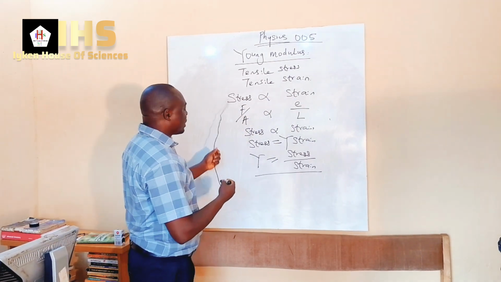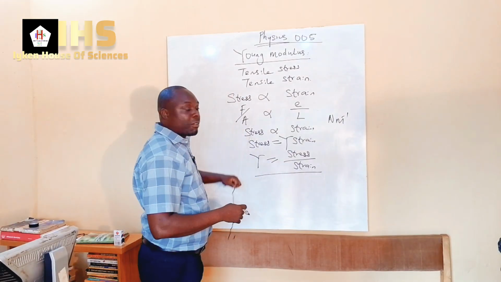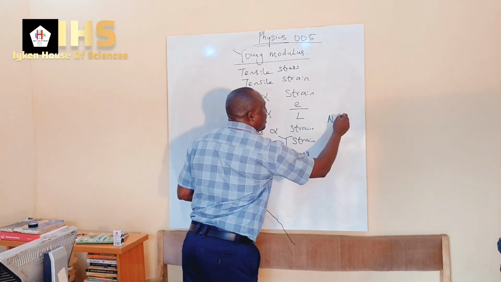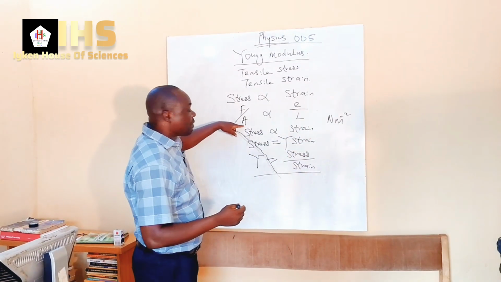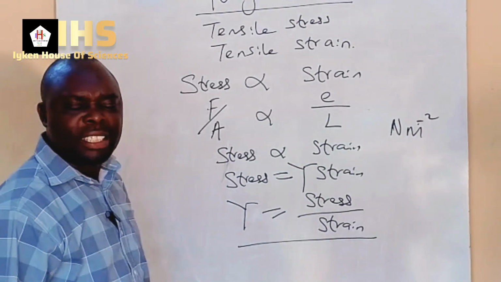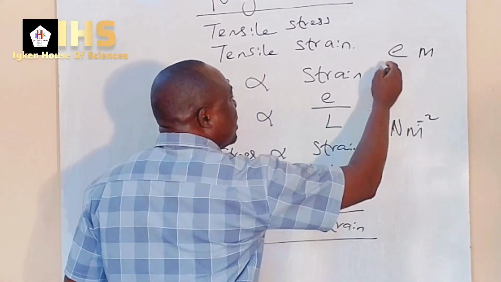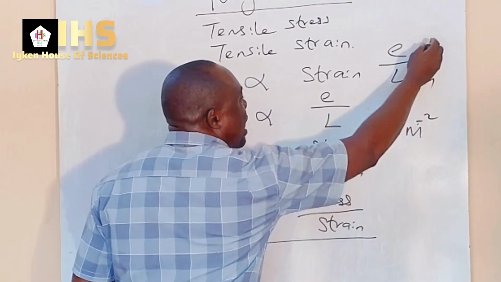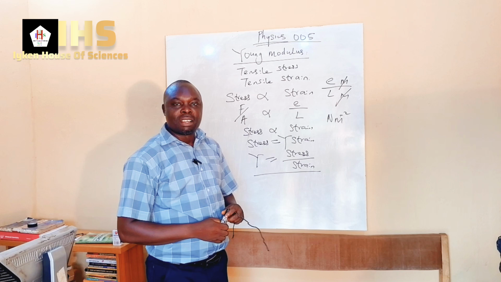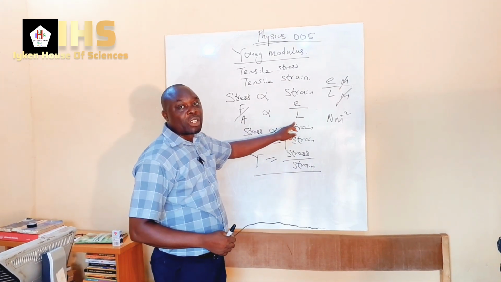The unit of stress is Newton per meter squared, because the unit of force is Newton and that of area is meter squared. Strain has no dimension, because the unit of increase in length is meter and the unit of length is meter. You cancel out, it has no unit. So when you ask which of these has no dimension, strain has no dimension, it's dimensionless.